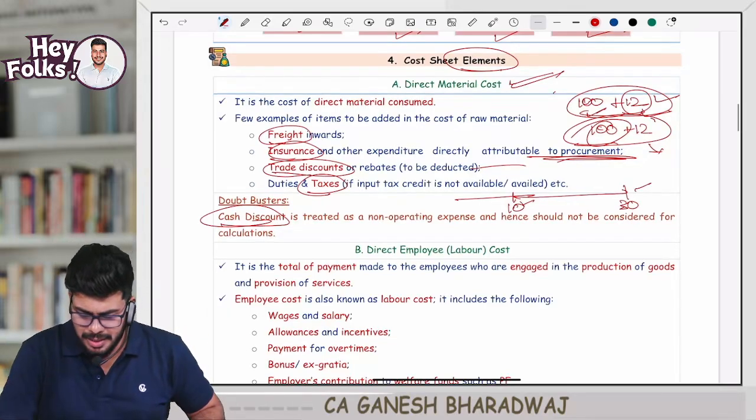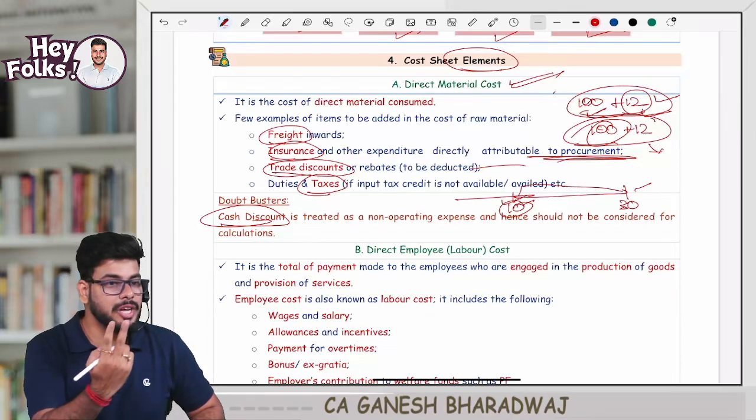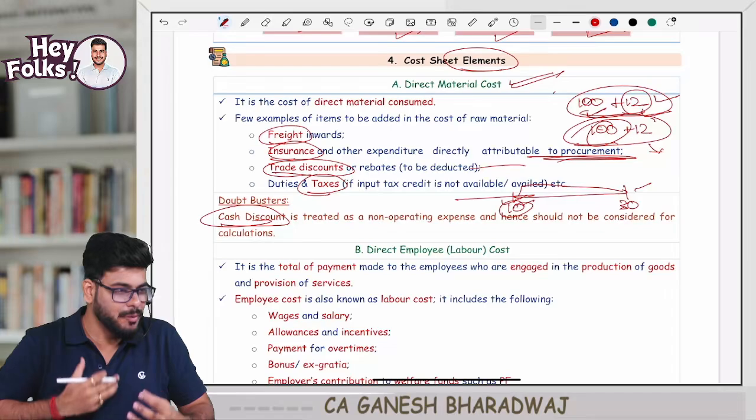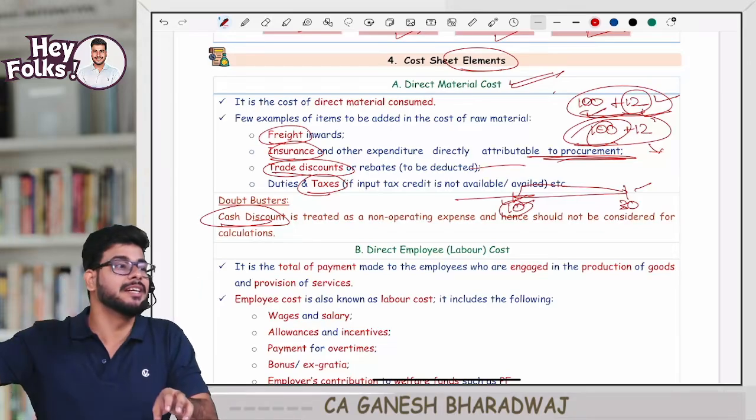Now, why is the supplier giving me this cash discount? Because you are paying him 20 days earlier. So for a period of 20 days, he need not have his funds blocked in the business. On that, an interest will be saved by him.